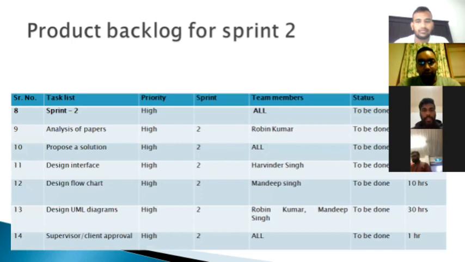Next slide, please. This is the product backlog for sprint 2. This consists of analysis of papers, propose a solution, design interface, design flowchart, design UML diagrams, and supervisor and client approval. In this one, the analysis of papers is done by Robin Kumar, and design interface and design flowchart are done by Harvinder Singh and Mandeep Singh respectively. When it comes to supervisor and client approval and propose a solution, we shared the work between 4 of us. And now Robin will discuss the further slides.